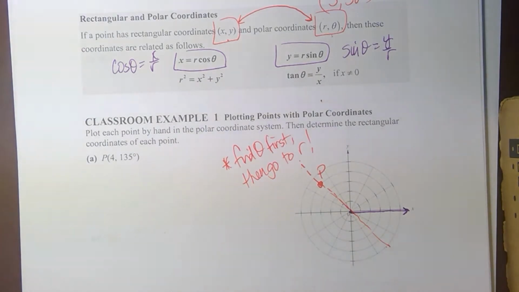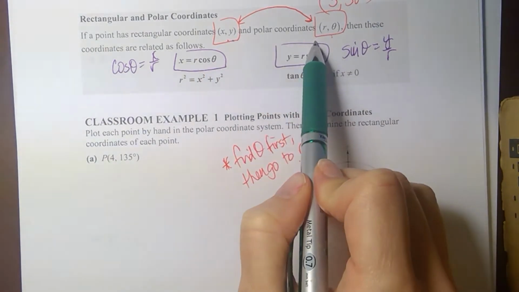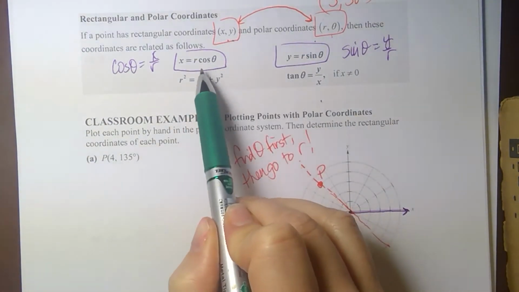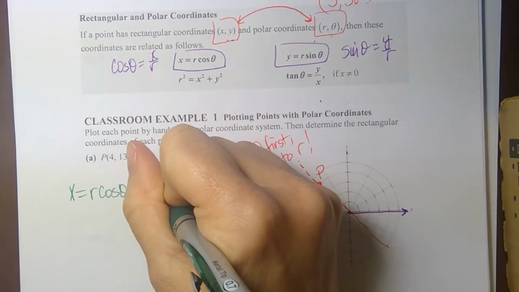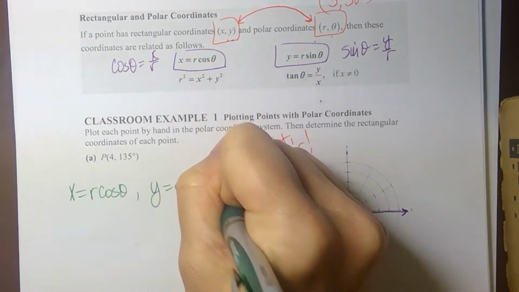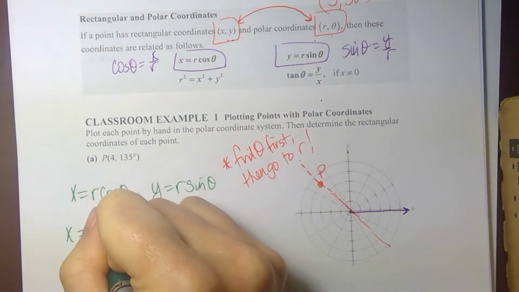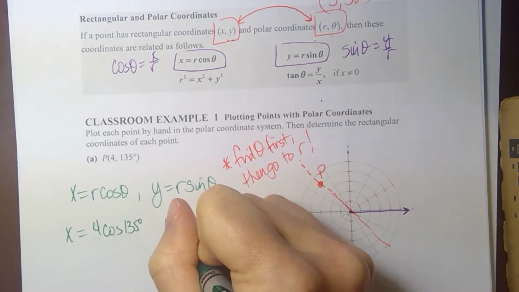Okay, so we graphed it. That was our first thing we were told to do. The next thing we're told to do is find the rectangular set of coordinates. Well, my rectangular set of coordinates is x, y, where the polar coordinates are r, theta. To find x and y, I use these 2 equations. x is r cosine theta, y is r sine theta. r is 4. Theta is 135 degrees.